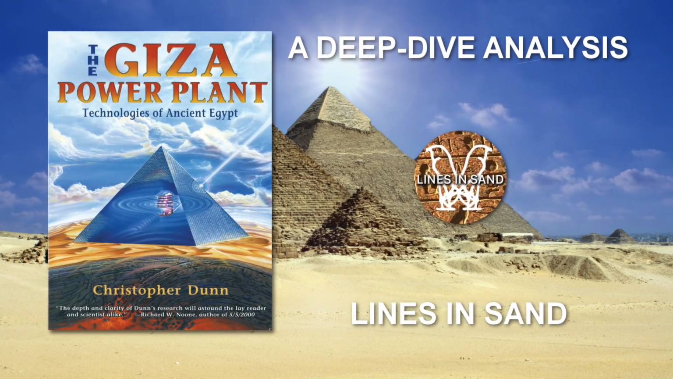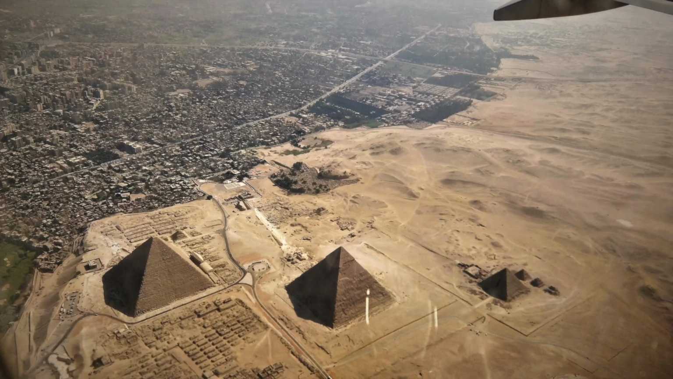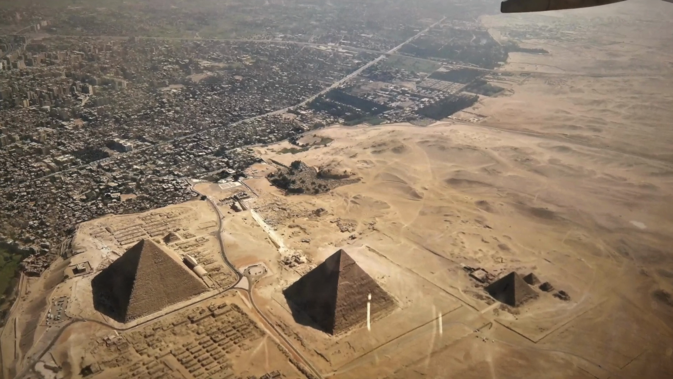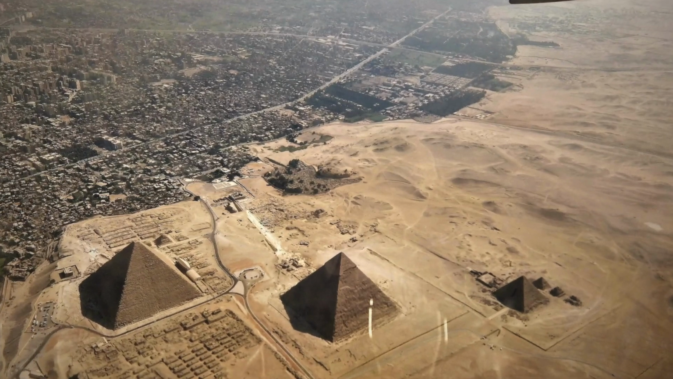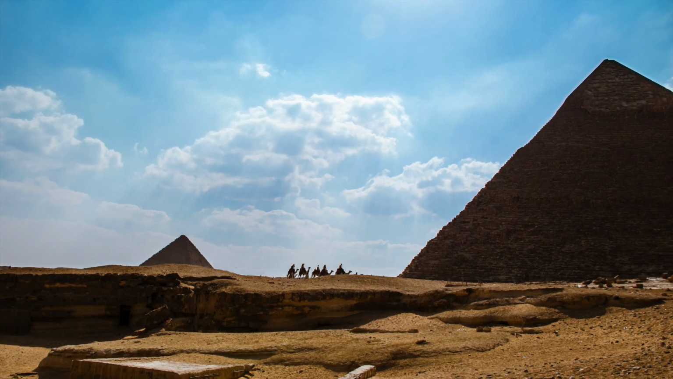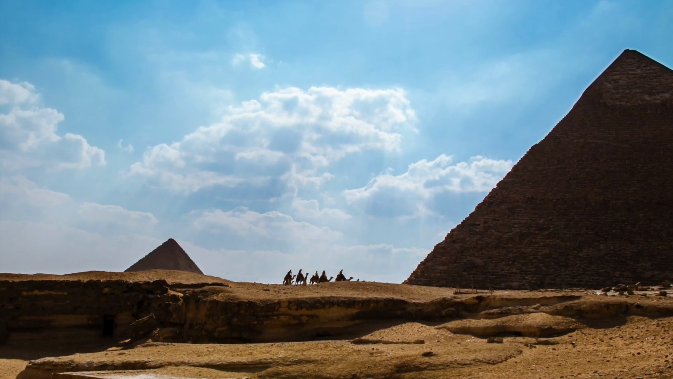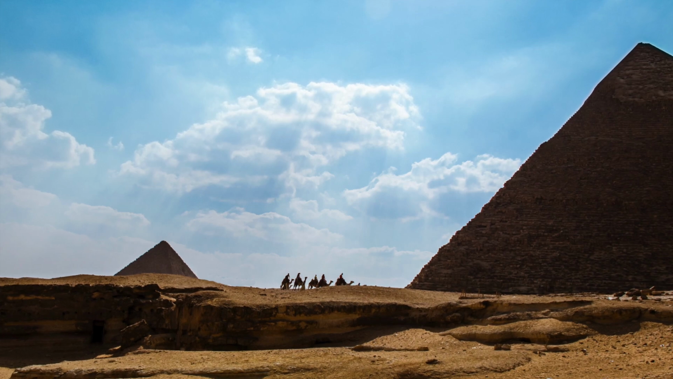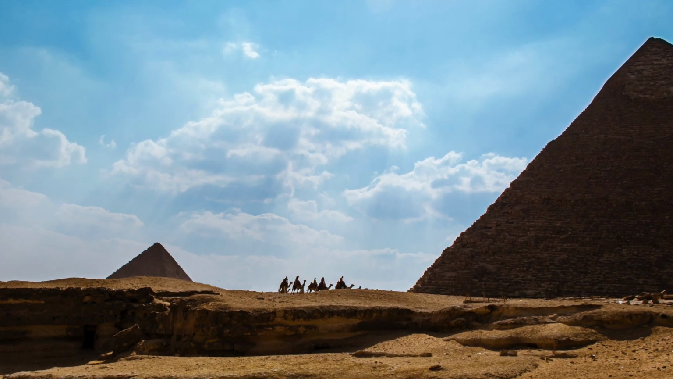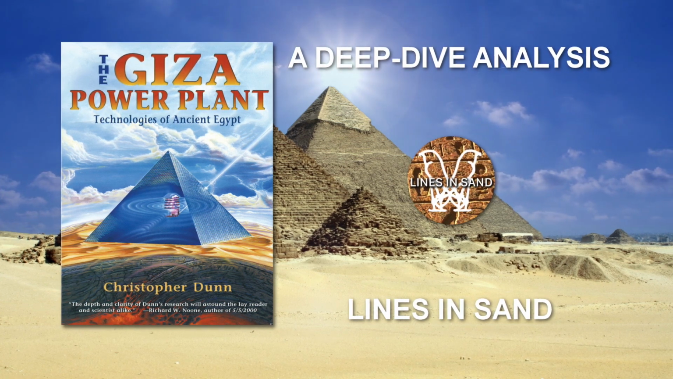Chris Dunn's website explains that this book is about, quote, an holistic energy device that is harmonically coupled with the earth and its inhabitants. Pulling in for a closer view of the theory, Dunn proposes a source of tappable energy, how the pyramid connects to such a source, and perhaps most importantly, theorizes how such an energy source was harnessed and transformed via a series of chambers and apparatus that worked together in delicate unison to turn that raw energy into consumable power.